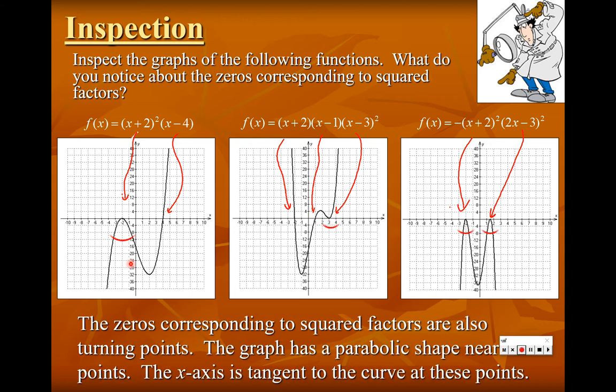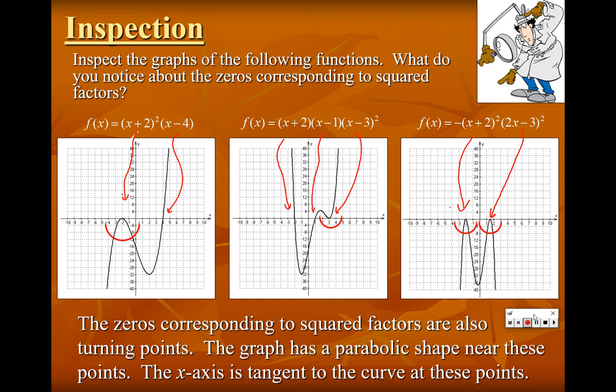The zeros corresponding to squared factors are also turning points. The graph has sort of a parabolic shape there. It sort of looks like a parabola right in that little section. The x-axis is tangent to the curve at those points. See, the tangent, it levels out. Same as saying it's a turning point.